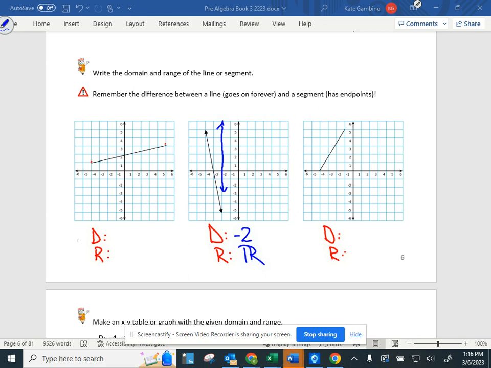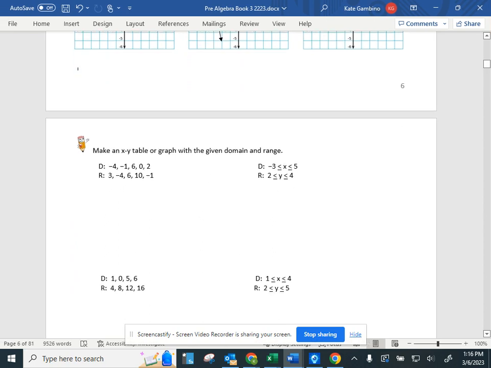And if it was the one that went across, well, let's not do -2 again. It's the one that goes across like this. Our domain would have been all real numbers, and our range would have been that 1. So only one of them would be all real numbers, the other one would be a constant. But if it's slanted, then they're both all real numbers. So let's look at our second page. Because this one I think you can finish on your own.